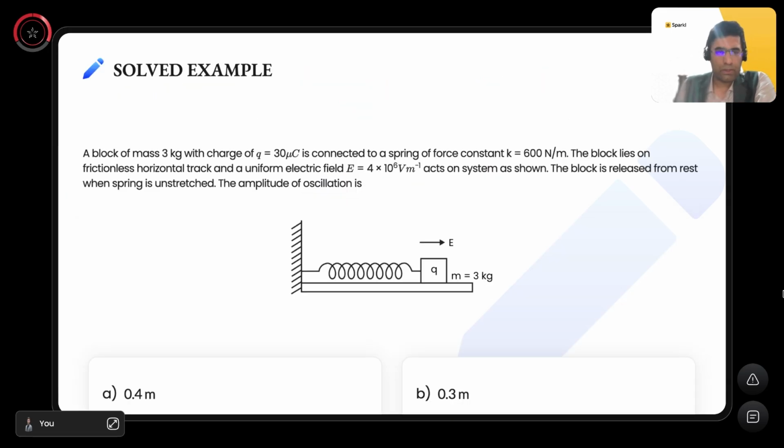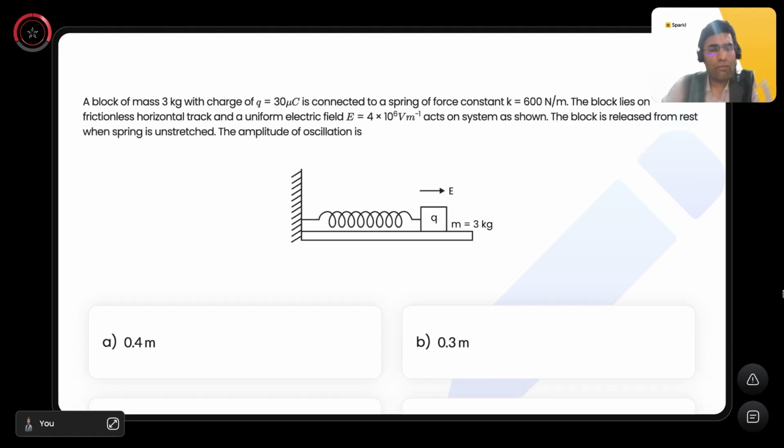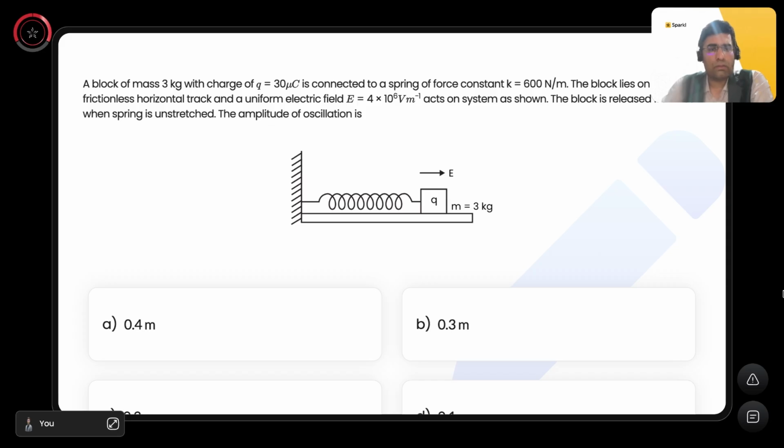Okay, next question, which looks like, from the diagram, a very important question. A block of mass 3 kg and a charge 30 microcoulomb is connected to a spring of spring constant 300 Newton per meter. The block lies on a frictionless horizontal track in a uniform electric field. The block is released from rest. The amplitude of the oscillation is.